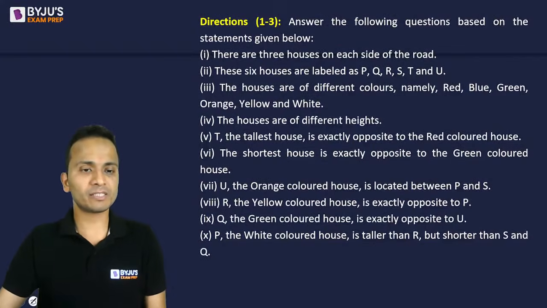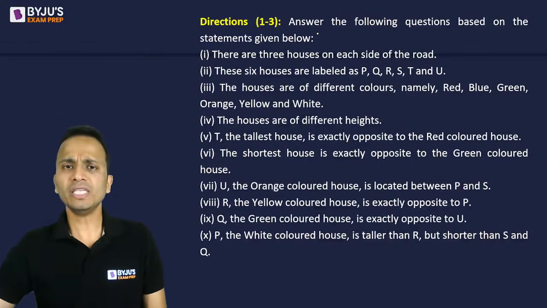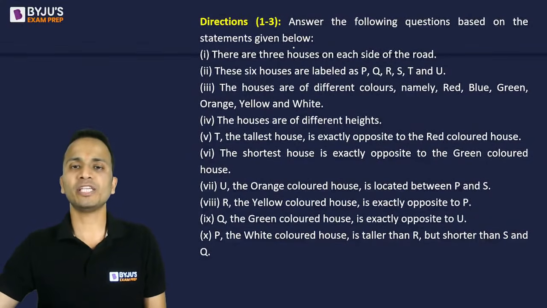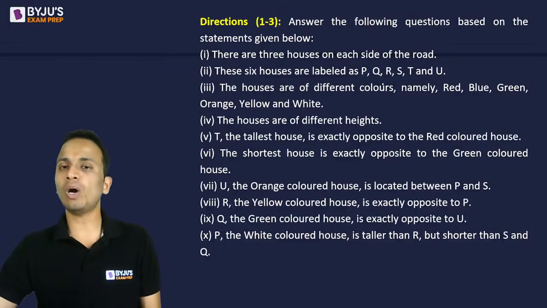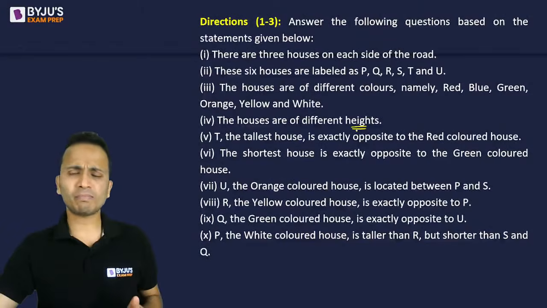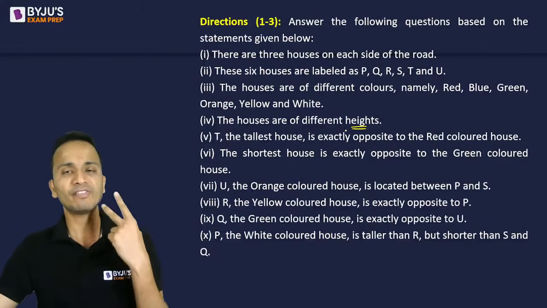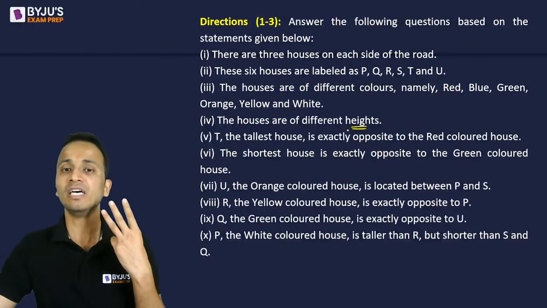All right. So 3 minutes. Now, directions for question number 1 to 3. Answer the following questions based on the following statements. There are 3 houses on each side of the road. These 6 houses are labeled as P, Q, R, S, T, and U. The houses are of different colors, so 6 different colors are given to you. The houses are of different heights. So, what are the parameters up till now? We have the labels of these houses, we have the colors for these houses, and we have the heights for these houses.